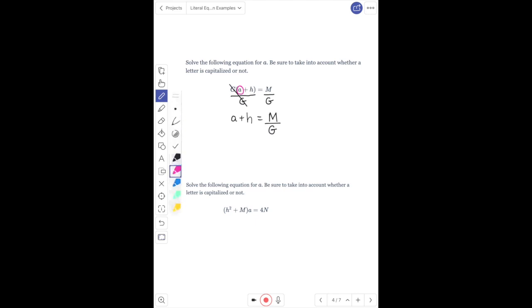I'm still solving for a. So in order to do that, I'm going to subtract my h here. And when I subtract my h, that gives me my a value by itself. So I have m divided by g minus h on the outside by itself.